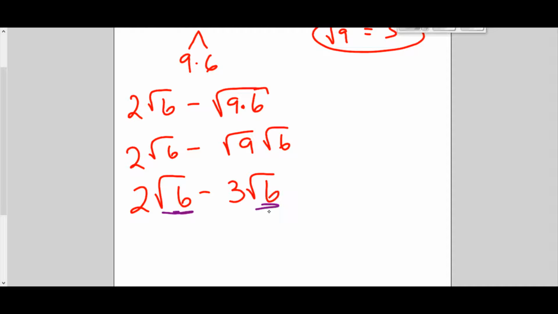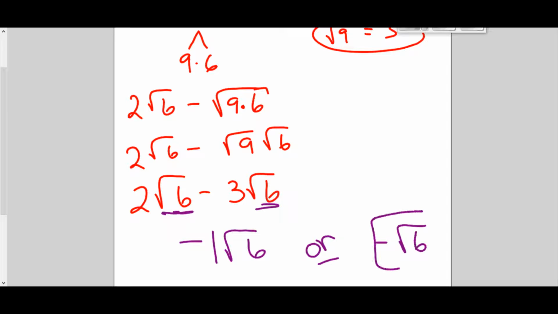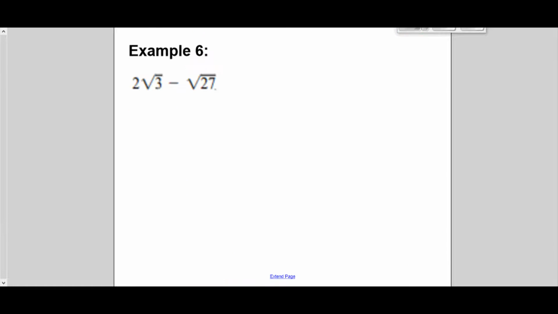So I can combine my like terms. So 2 minus 3 is negative 1 square root of 6. Or if you would like, you could just type negative square root of 6. So either one of these answers would be correct. So if what's underneath the radicals isn't the same, you might have to reduce, and that's fine. You're just going to reduce and then see if they match.